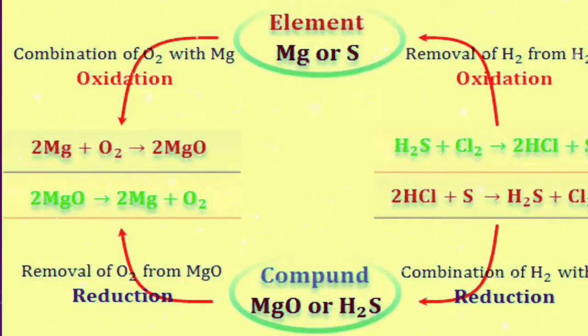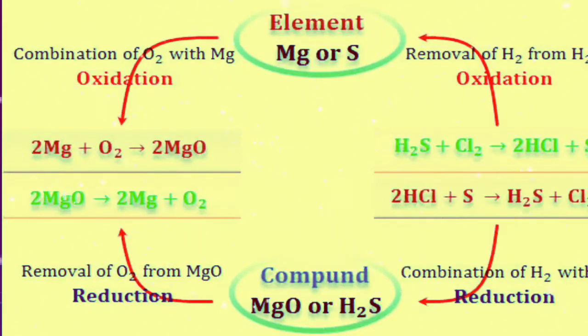Similarly, in the second example, the formation of hydrogen sulfide with a chlorine molecule. In this reaction, chlorine accepts hydrogen from hydrogen sulfide and converts into 2HCl, hydrochloric acid, and sulfur is released. So what is the oxidizing and reducing agent in this reaction?